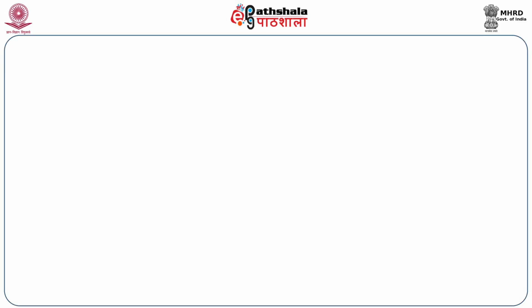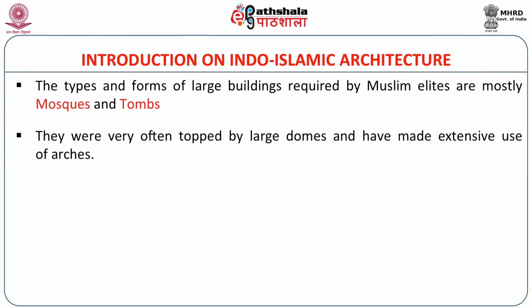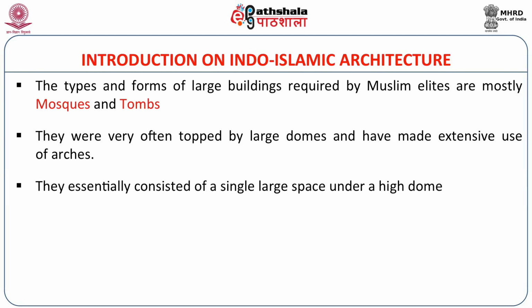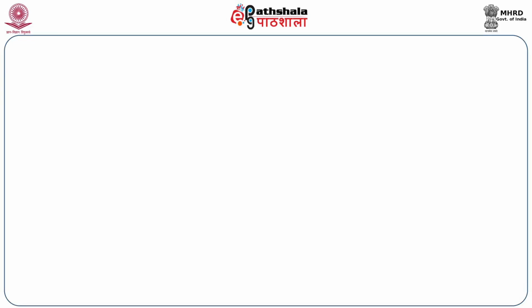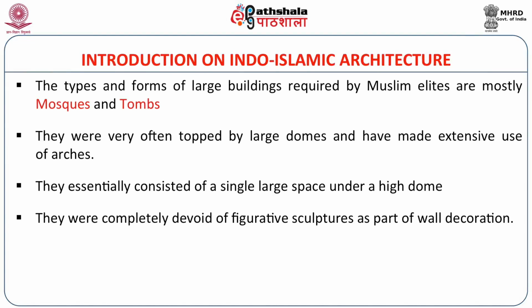But we are not only talking about the religious architecture, we are also going to study the secular architecture of this particular period. And these religious architectures, which consist of mosques and tombs, are generally large buildings, square or rectangular, topped by large domes, with an extensive use of arches. Essentially they consisted of a single large space under a high dome. That was as per the ideology of the Islamic religion, where the people could congregate or assemble in a large space and make their prayer. These buildings were not completely devoid of decoration, but essentially they were devoid of figurative sculptures as part of their decoration.